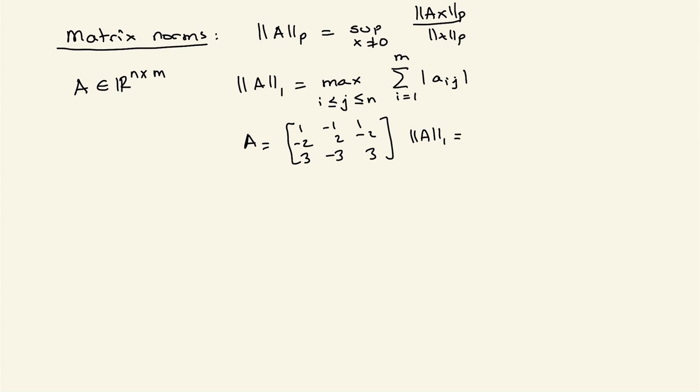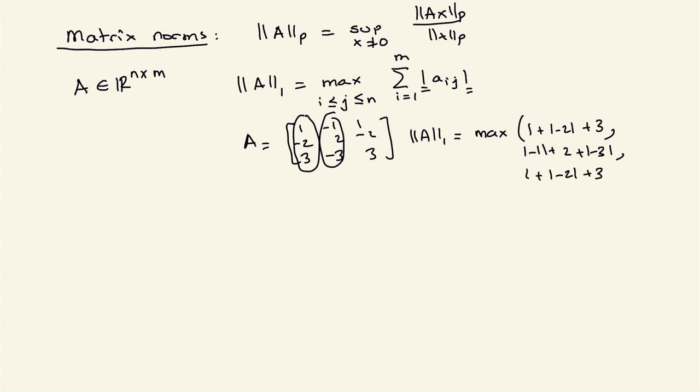Applying this definition here, max of 1 plus minus 2 plus 3, basically doing this, comma. I don't have space, so I will write here. I am continuing with this one, minus 1 plus 2 plus absolute value of minus 3. Absolute value is coming from here. And the third one is 1 plus minus 2 plus 3.